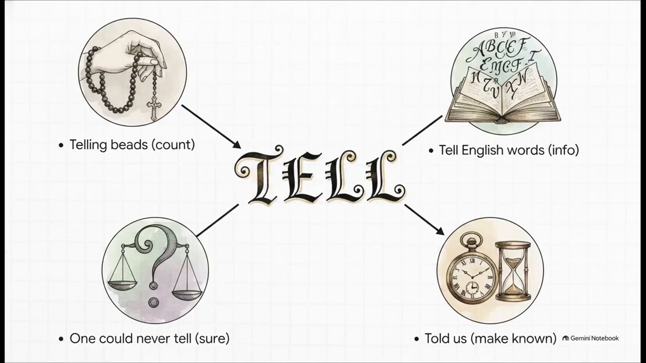This next part is just a brilliant showcase of how flexible English can be. Look at how Khushwant Singh uses 4 entirely different senses of the word tell in this one story. Telling the beads means counting them while reciting prayers. When he would tell her English words, it meant giving information. When he thought one could never tell if she'd survived the 5 years he was away, it meant being sure. And when she told us her end was near, it meant making a profound fact known. One simple word, 4 completely different meanings.